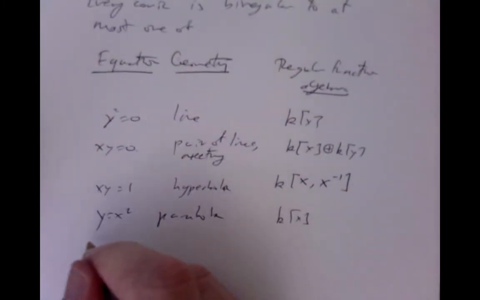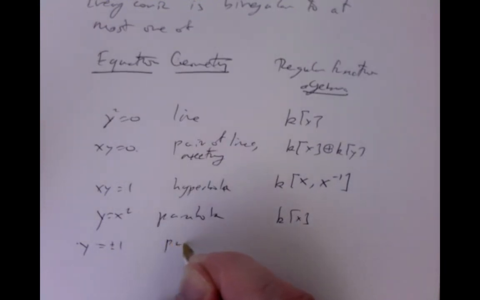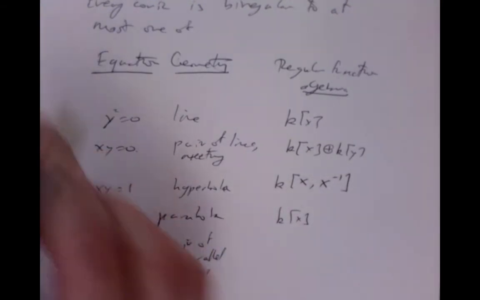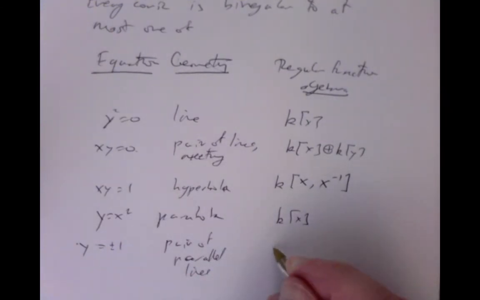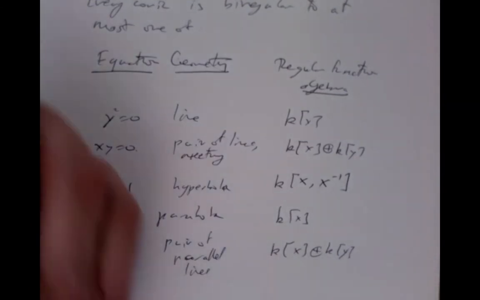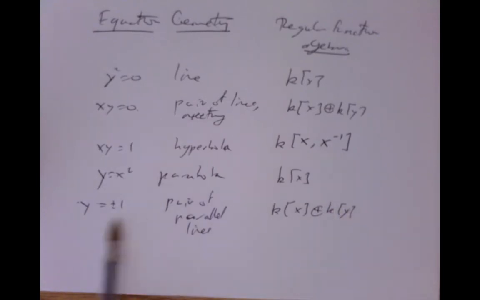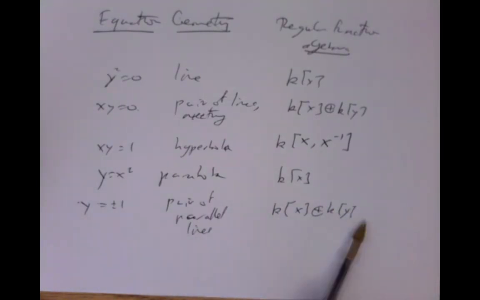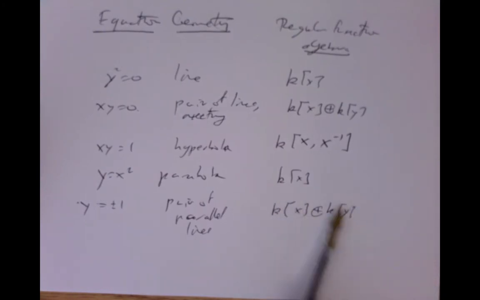Another possibility is you could have a pair of lines, y minus 1 times y plus 1 equals 0, so y is plus or minus 1. And so you get a pair of parallel lines. And then you get two copies again of the regular functions: the regular functions on one line plus the regular functions on another line, which I'll need another variable for. I guess I can call it y or something. It doesn't really matter. But I need a variable to go up one line and a variable to go up the other line. It shouldn't really be the y variable in some sense because we're setting the y's to a constant, but we have two different lines to work on. So the regular functions consist of all the choices of one of them on one and one of them on the other.